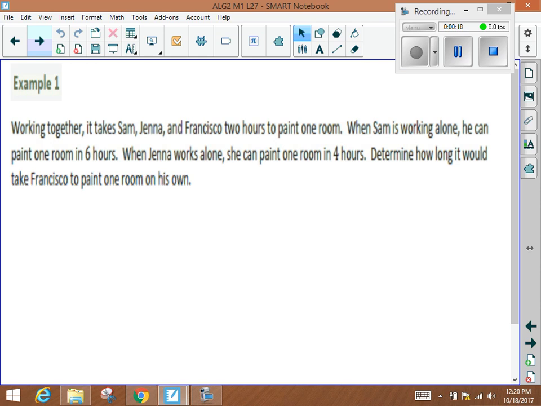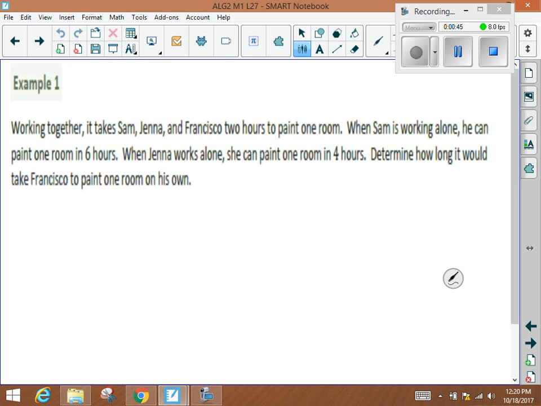So we've got a bunch of people painting a room. We've got Sam, Jenna, and Francisco. Sam can paint one room in 6 hours. Jenna is much better at it. She can paint one room in 4 hours. We don't know how long it takes Francisco to paint a room. When they're working together, they can paint a room in 2 hours. So they can do one room in 2 hours.